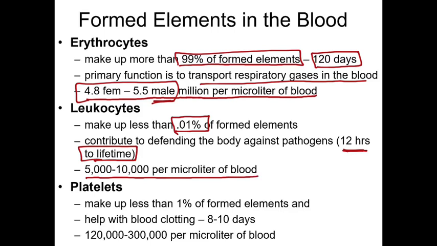Finally, the platelets, they make up a very small percentage as well, right? Less than 1% of all the formed elements. They are directly involved in blood clotting. They hang around for only about 8 to 10 days, so a relatively short time in your blood. And by numbers, they're somewhere in the hundreds of thousands. So 120 to 300,000 or so platelets per microliter of blood.